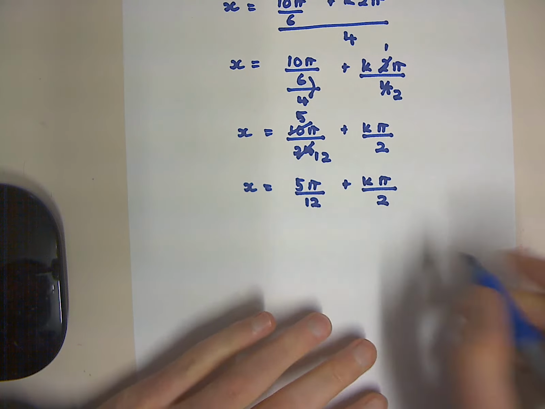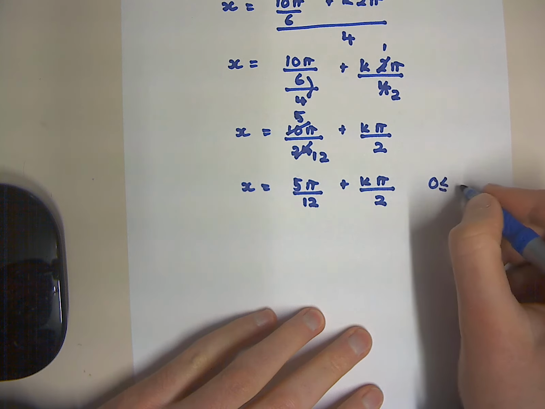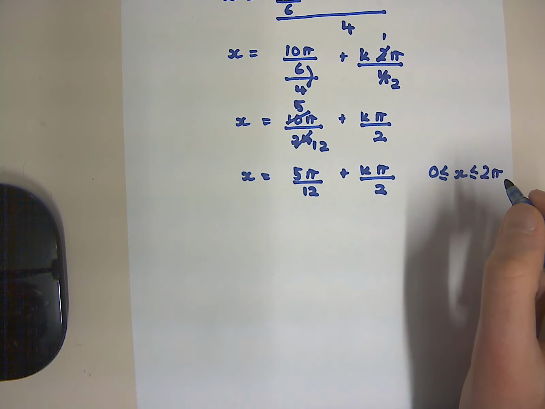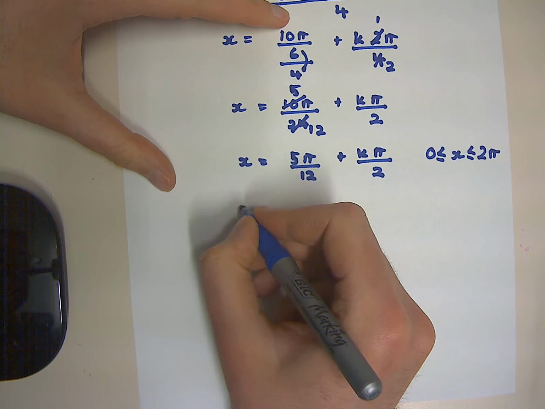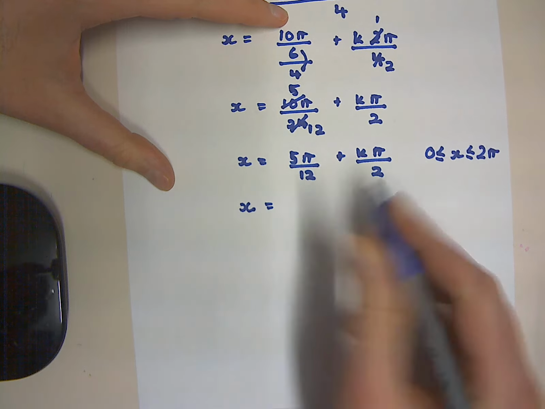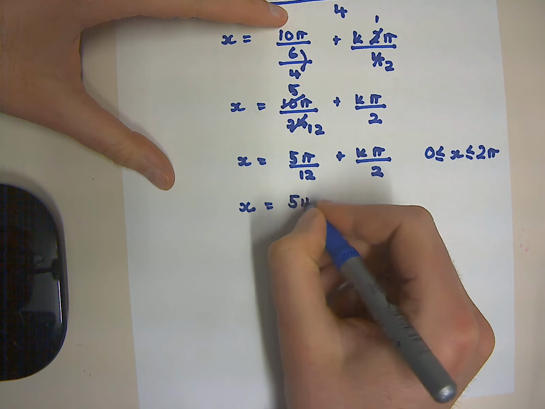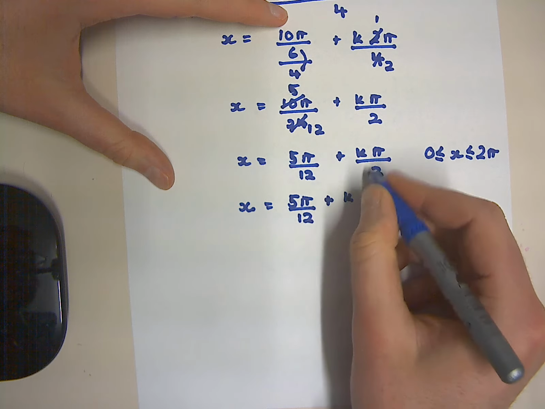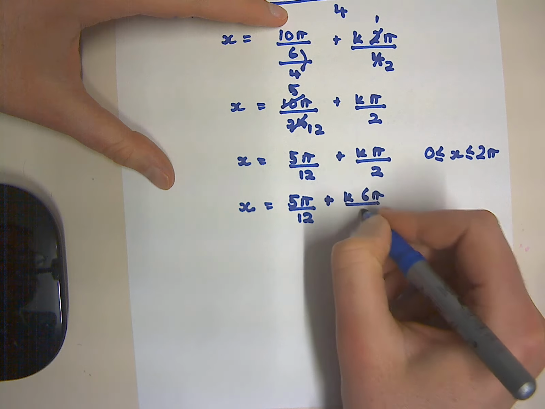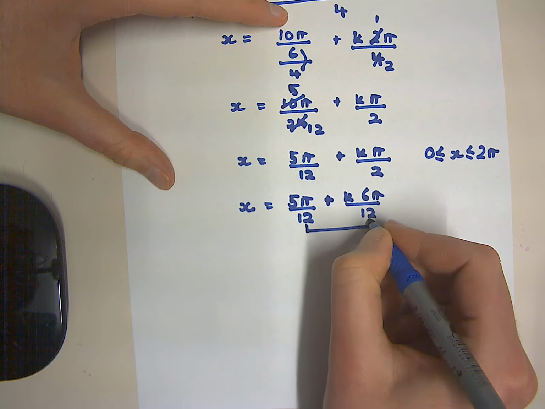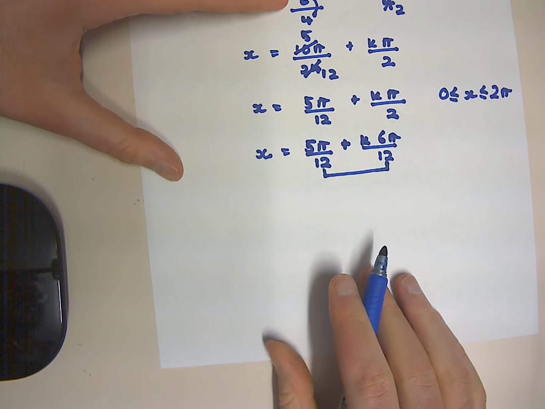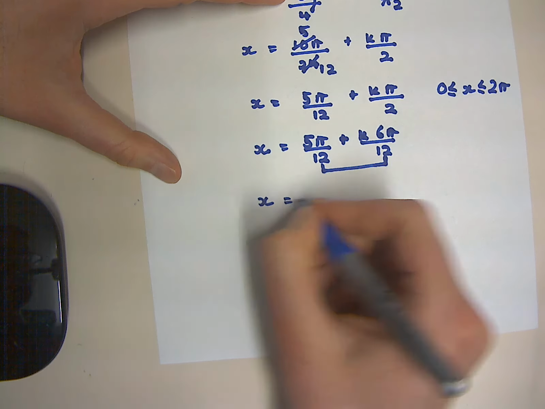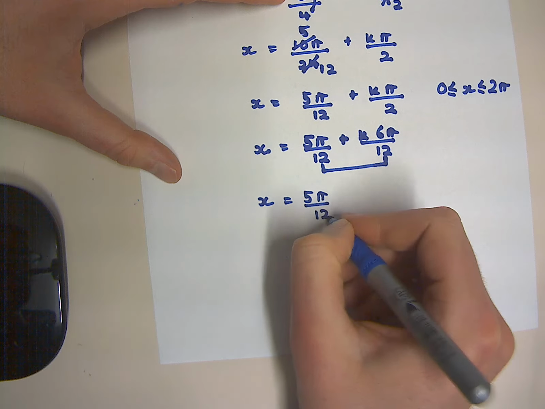Now that's fine, that's our solution, but let's say we want all these solutions between 0 and 2 pi. Well, 5 pi on 12 is between 0 and 2 pi, but before I go any further, remember to be able to add fractions, we need the same denominator. So if I go 5 pi on 12 plus k, and instead of writing it as pi on 2, I'm going to write it as 6 pi on 12. Same denominators, that's really good. And pi on 2 is equivalent to 6 pi on 12. So then x equals, so the solutions are 5 pi on 12.